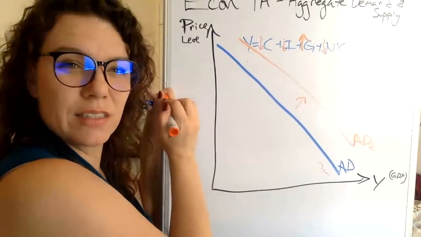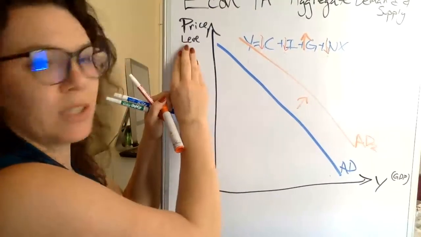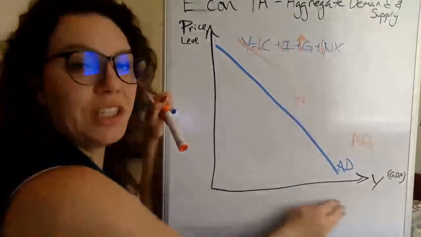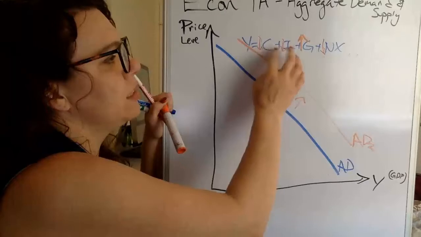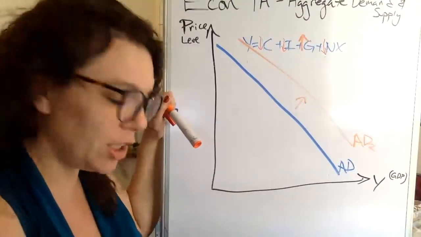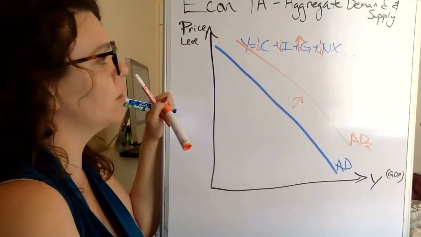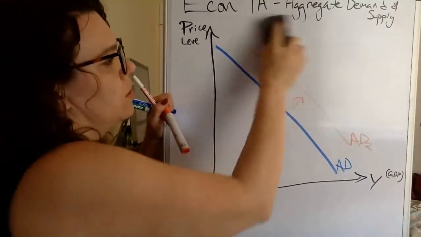Does that make sense? So basically, when we're talking about aggregate demand, we're talking about the relationship between the price level and GDP. And so C, I, G, and NX are going to affect and shift GDP. Okay? They're going to shift that aggregate demand curve. So that's part of the model.